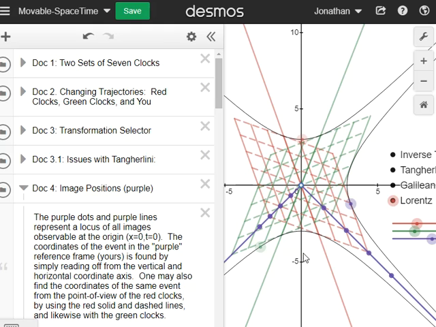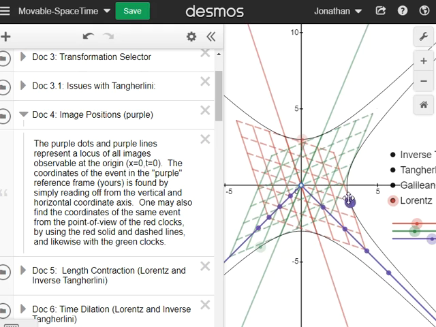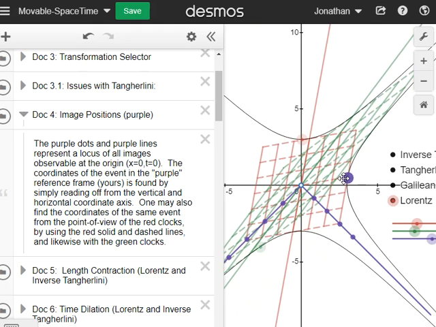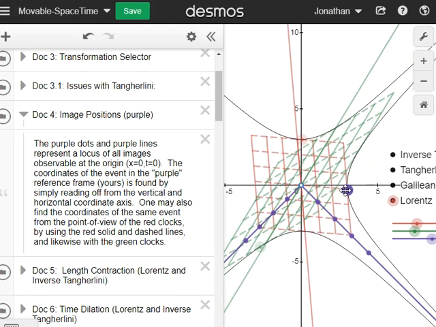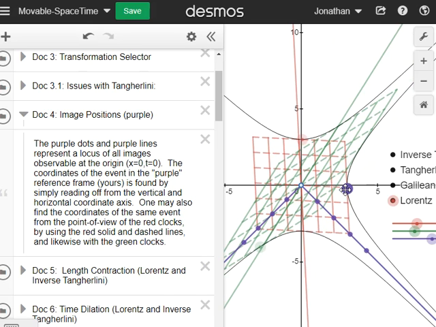Documentation part 4, the image positions. The purple dots and purple lines represent the locus of images observable at the origin, x equals 0, t equals 0. The coordinates of the events in the purple reference frame, in your reference frame, is found by simply reading off from the vertical and horizontal coordinate axis.